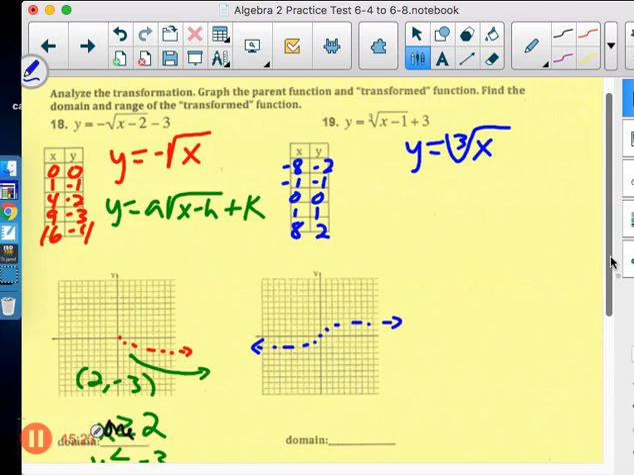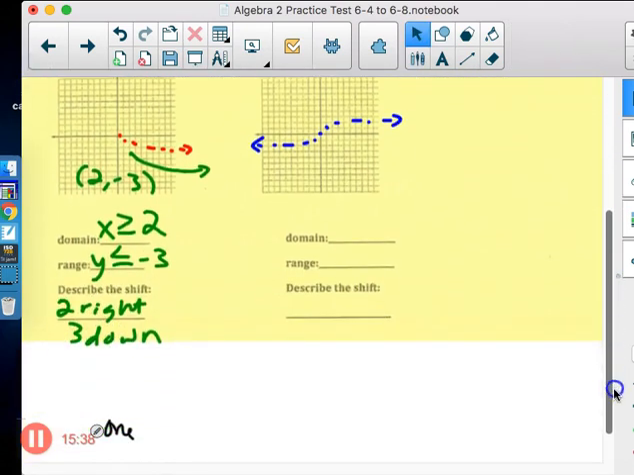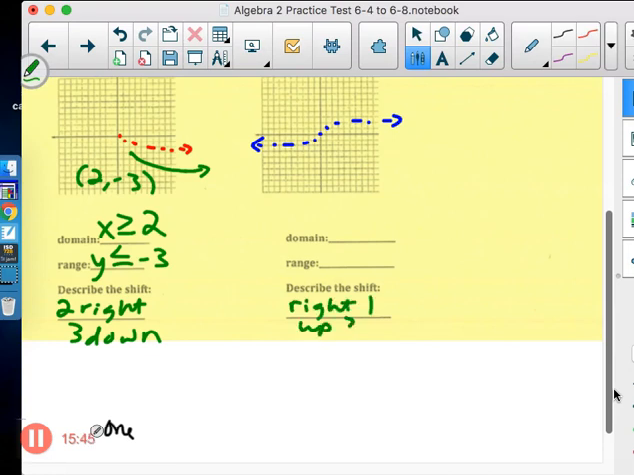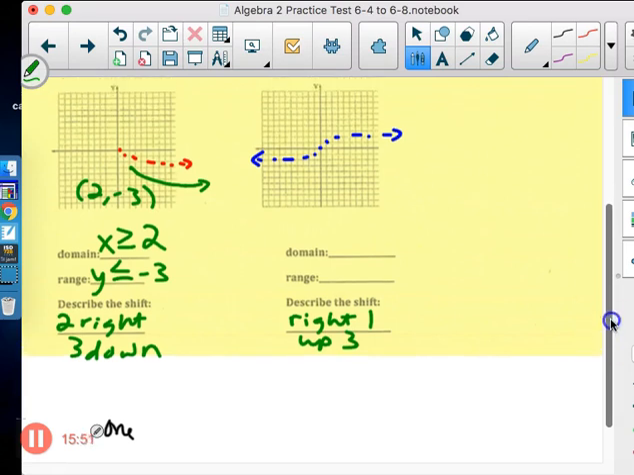Next thing we would want to do would be describe the shift. I bet there's a little spot down there for describing the shift. Where's this one going to go? Right 1, up 3. Good. And then we go and do that. We move our 5 very nice little points, right 1 and up 3.